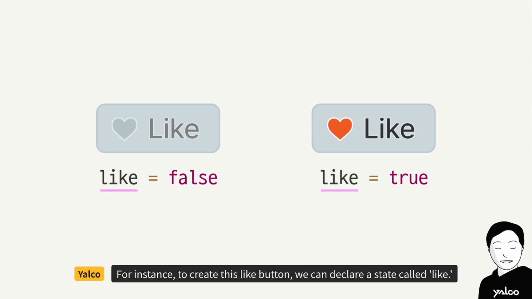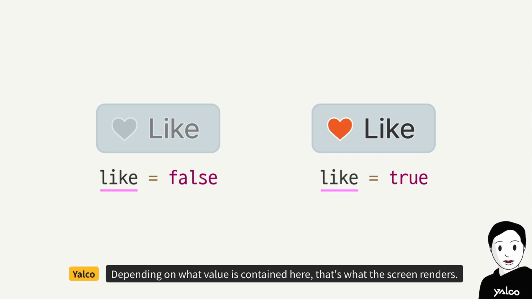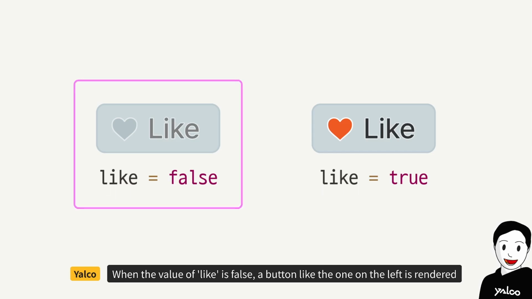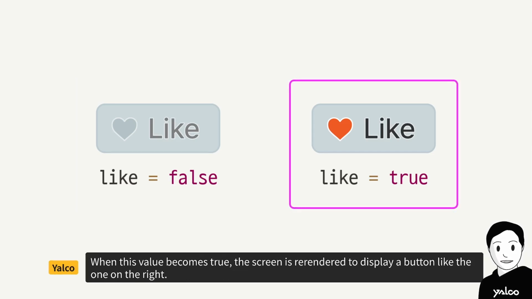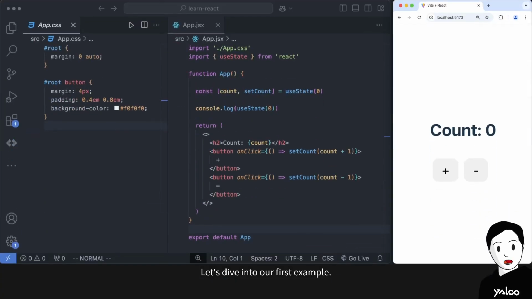For instance, to create this like button, we can declare a state called like. Depending on what value is contained here, that's what the screen renders. When the value of like is false, a button like the one on the left is rendered. When this value becomes true, the screen is re-rendered to display a button like the one on the right. Let's dive into our first example.